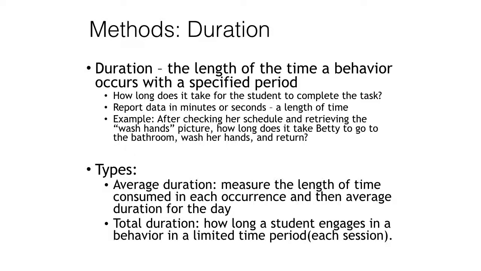Duration is easy. Duration is the length of time a behavior occurs within a specified time. So you will report the occurrence was 3 minutes, 4 minutes, or 20 seconds. It's easy.